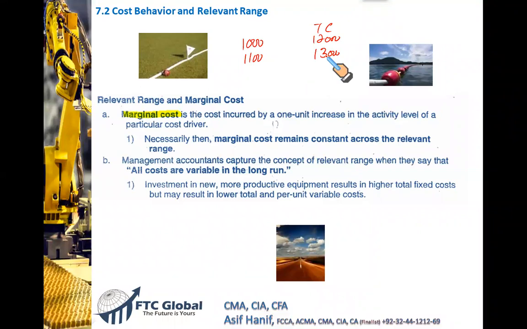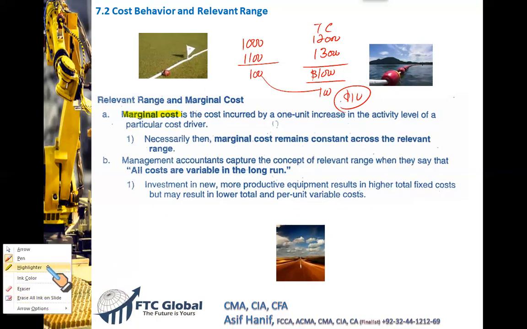Now, if I want you to calculate the marginal cost, the additional cost on a per unit basis, I've increased my production from 1,000 to 1,100, additional units produced 100, and the cost went up from $12,000 to $13,000. So it is $1,000 additional cost. If you divide 1,000 by 100, what you get is $10. So $10 is the cost of producing one additional unit after 1,000. This additional cost of producing one extra unit is called the marginal cost.